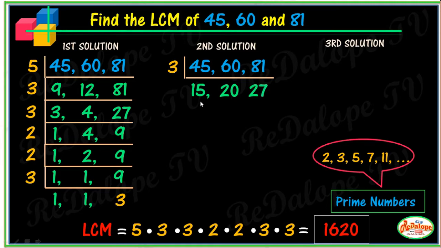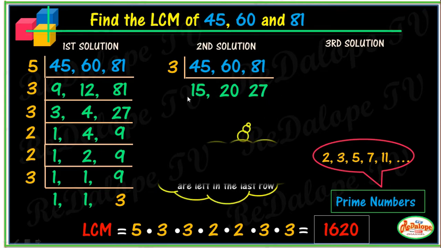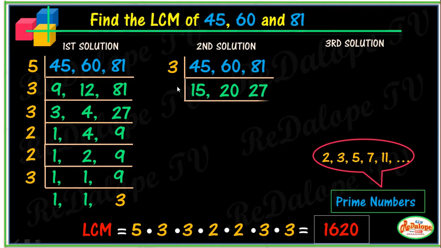Now 15, 20, 27 cannot be divided by 2. Since 15 and 27 can be divided by 3, so we can divide it by 3. So we have 3 here. So 15 divided by 3, so that is 5. 20 divided by 3 cannot be, so we bring it down here. 27 can be divided by 3, which is 9.